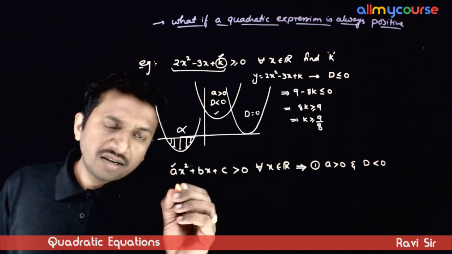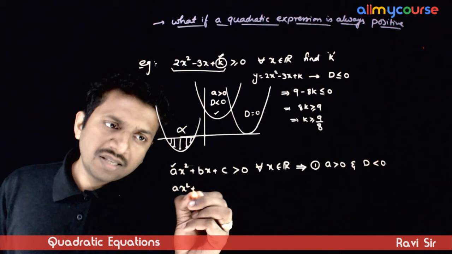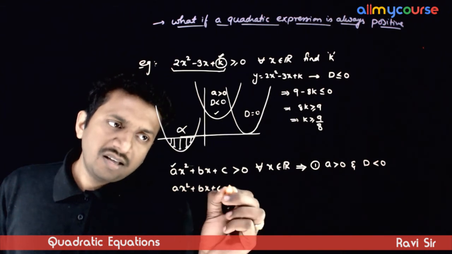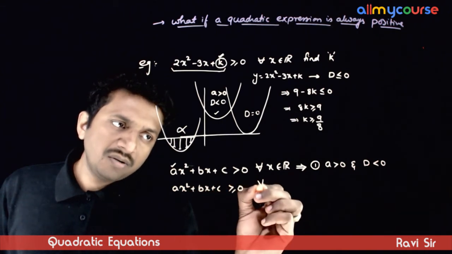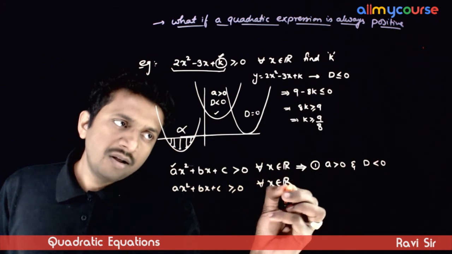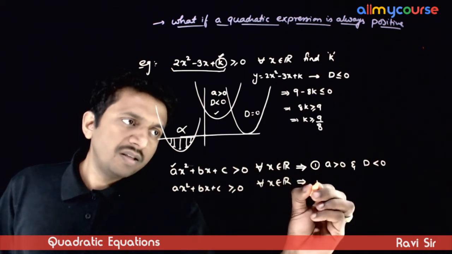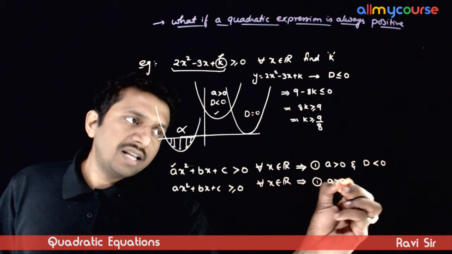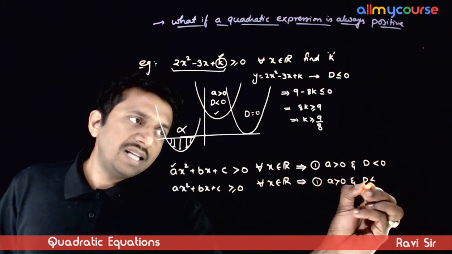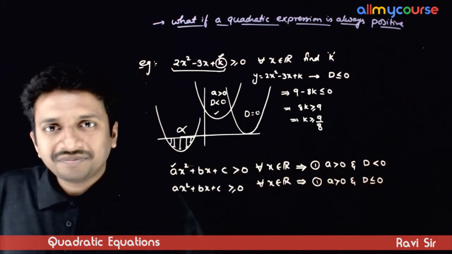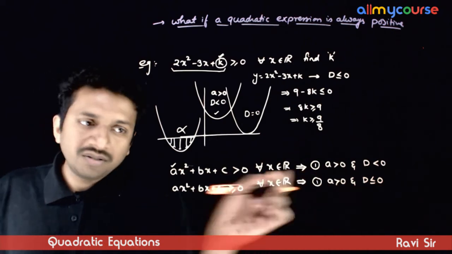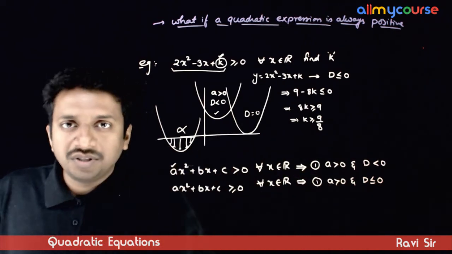Now ax square plus bx plus c, if it is greater than or equal to 0 for all x belongs to R, then what is the condition? Then a is greater than 0 and D is less than or equal to 0. Because if D is equal to 0, this expression will be equal to 0 at some point.